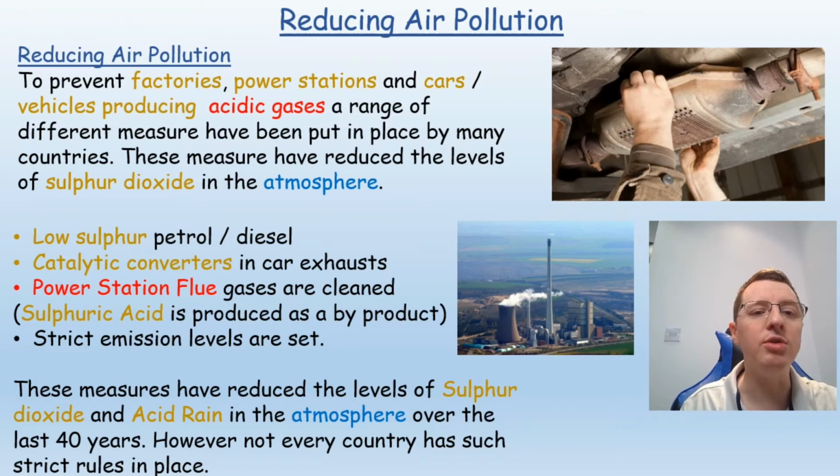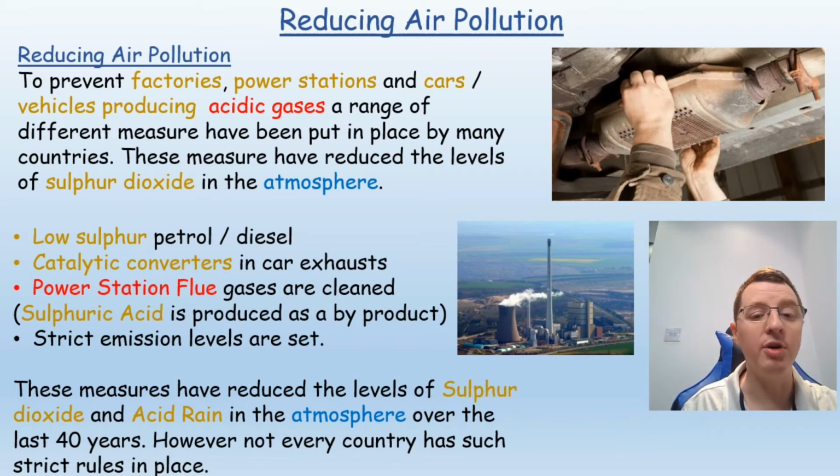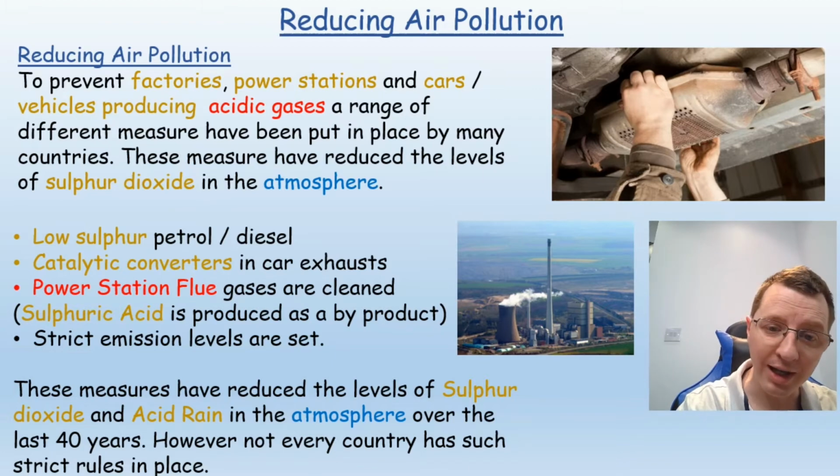So what can we do to reduce this air pollution, to reduce acid rain? To prevent factories, power stations, cars and vehicles producing these acidic gases, a range of different measures have been put in place by many countries, and unfortunately not all. These measures have reduced the levels of sulfur dioxide in the atmosphere. Firstly, the selling of low sulfur petrol and diesel fuels, and catalytic converters being placed in car exhausts to absorb these sulfur dioxides and nitrogen oxides. Power station flue gases are cleaned by filters.